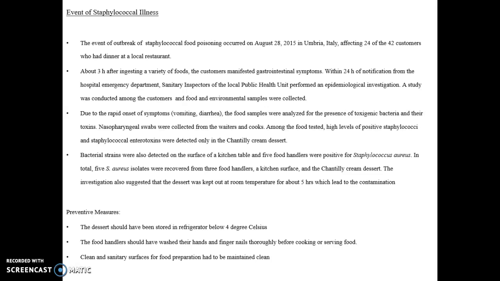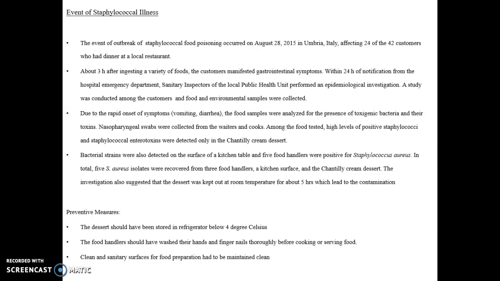Within 24 hours of notification from the hospital, the sanitary inspectors from the public health unit came for the investigation. A study was conducted among the customers, and samples from various food products and environmental conditions were taken. Due to the rapid onset of the symptoms, the food samples were analyzed for the presence of toxigenic bacteria and their toxins.